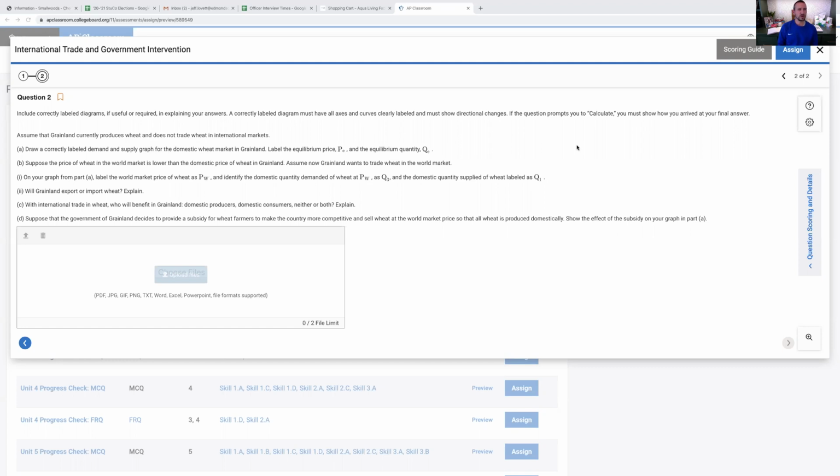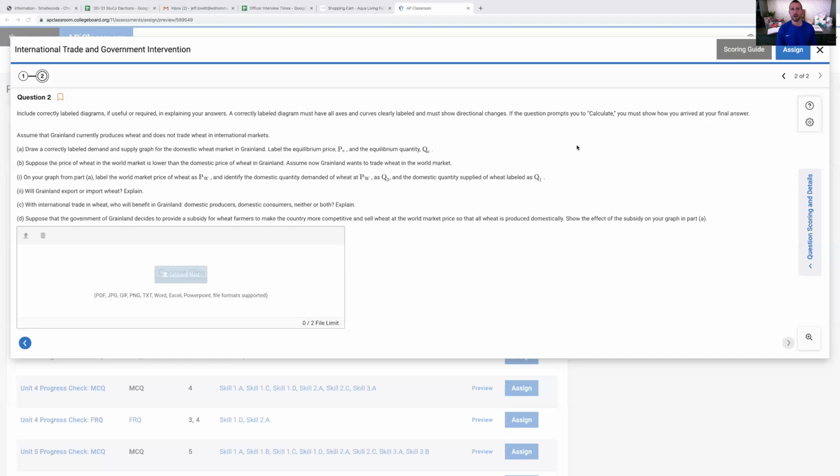C, with the international trade of wheat, who will benefit in Grainland? Domestic producers, domestic consumers, neither or both, and explain. So we know, and this is pretty intuitive, that with free trade, the consumer is going to benefit. It is intuitive, but we can also see it graphically, okay? So domestic consumer welfare is going to increase because their consumer surplus increases. More people are willing to buy it at the lower price, and those who were willing to buy it at PE, the original equilibrium price, are still buying it, but at a lower price. They have a greater consumer surplus, okay?